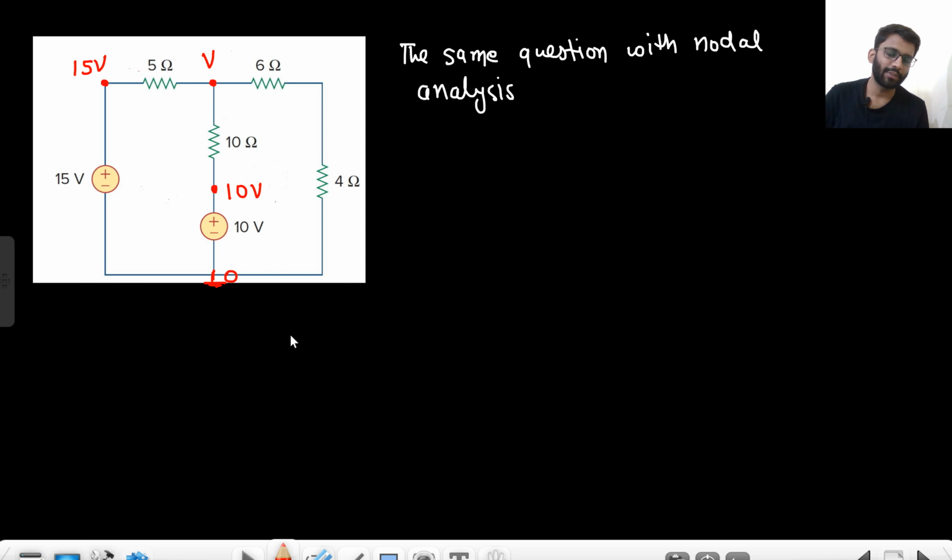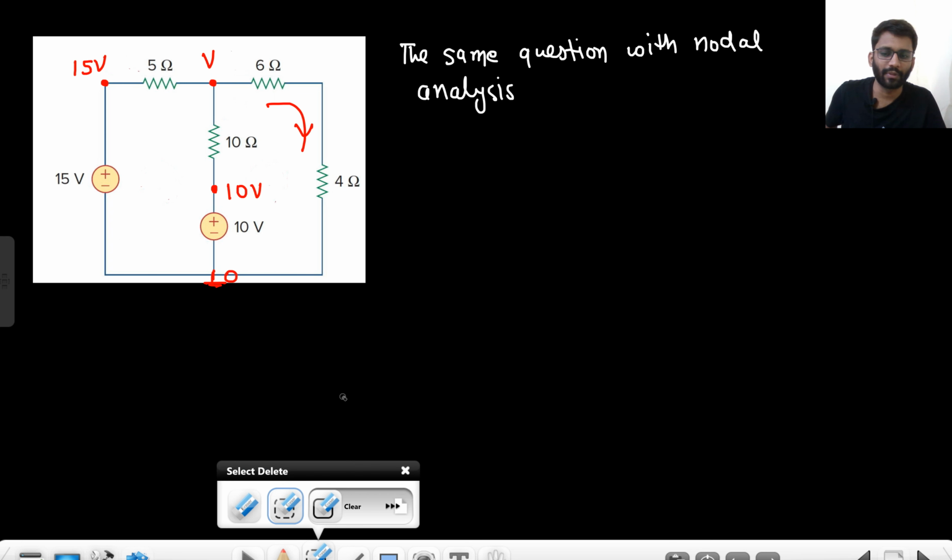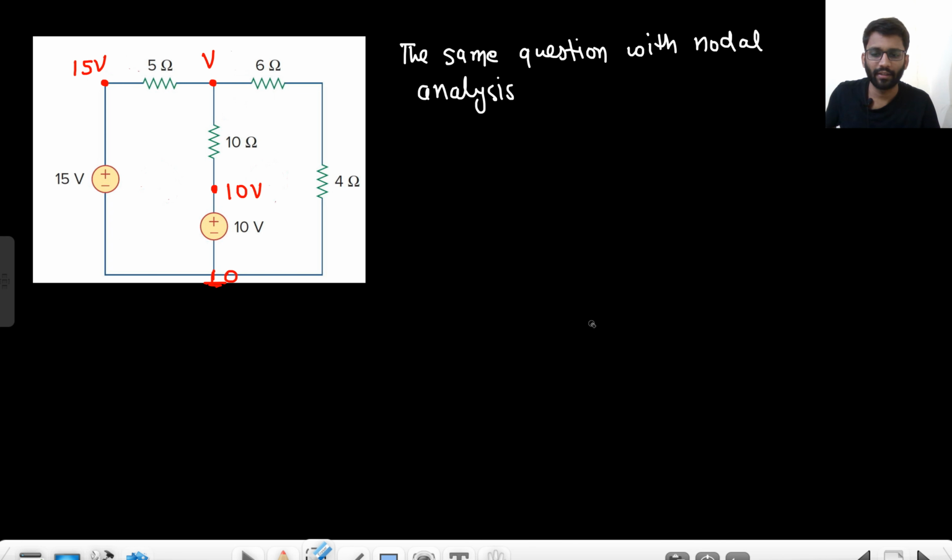Do you want to know the potential of this point? No, I don't want to know the potential of this point, because this 6 ohm and 4 ohm are in series, right? This 6 and 4 are in series, so I can directly write it as 10 ohm. From ground to potential V, I have 10 ohm resistance. Are you agreeing with this point? I hope you are agreeing, right?